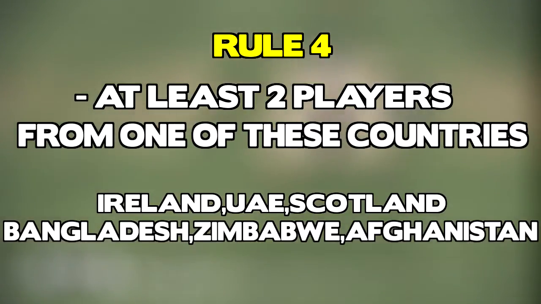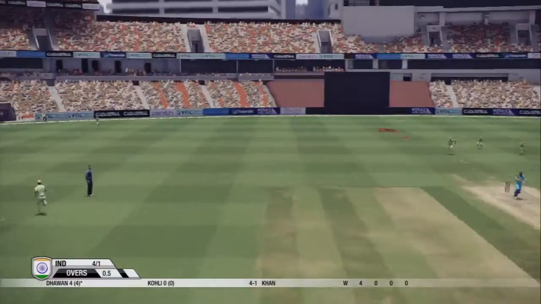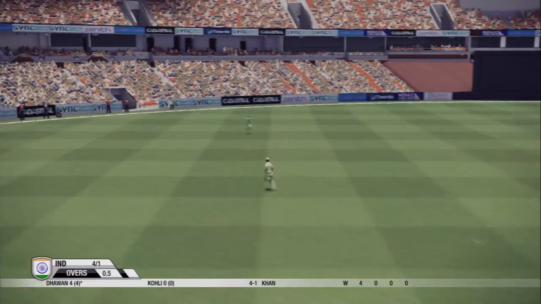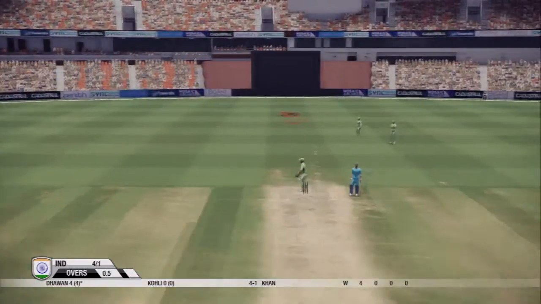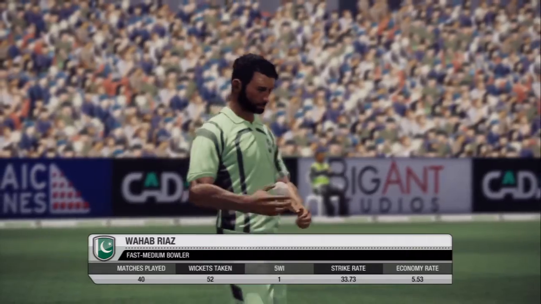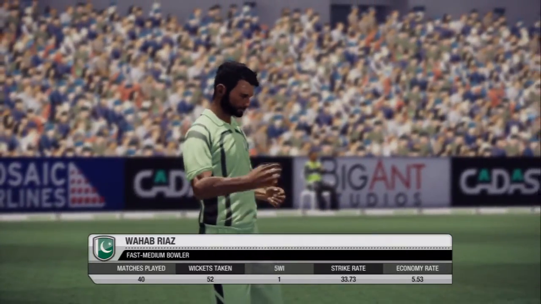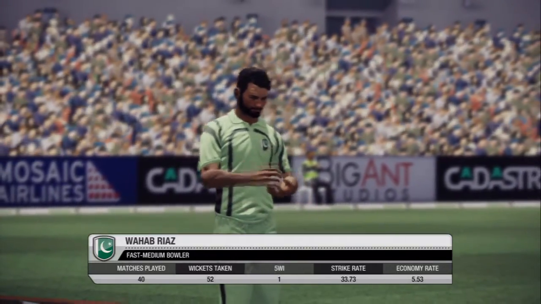Rule number 4. You must have at least 2 players from the underdog teams, so 2 players who are from one of these 6 teams. You can most definitely have more than 2 from these teams, but you must have at least 2. That way these smaller players are not really being left out.